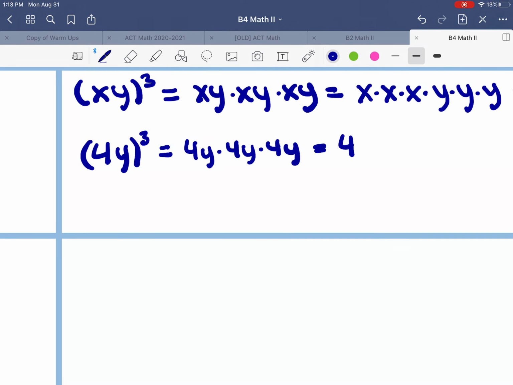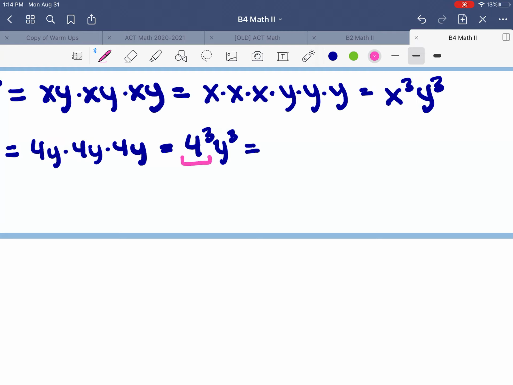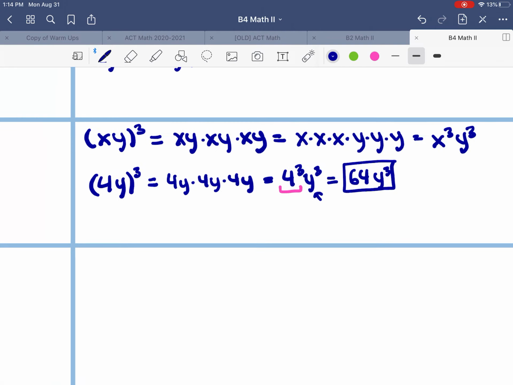So to follow our rule, we can just do 4 to the third power, because there's 3 4s multiplied together, and then y to the third power as well. So there's 3 y's. And then 4 to the third power, this is an actual number that we can calculate. So we can replace 4 to the third power with 64. You can check that on a calculator. And then have y to the third power. So this is the answer that MathSpace will take. Even though this is still correct, there's just one more step that we can do.